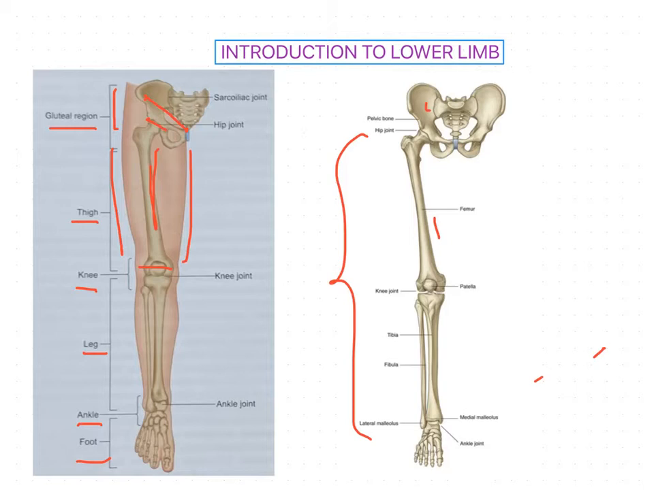So it is the region on the posterior aspect and is seen as the prominently rounded buttocks, and it is also called the natal area or cluneal region. So we can see that on the posterior aspect normally, it is present like this. The buttock region forms the gluteal region. Okay, so this is present on the posterior aspect.